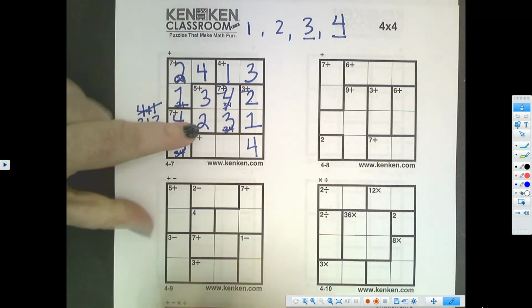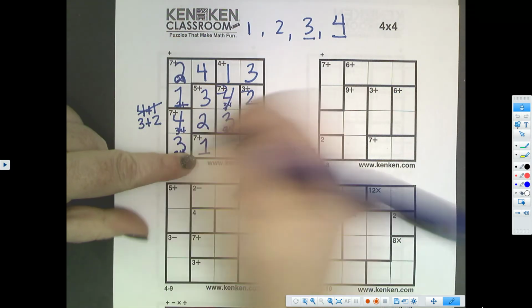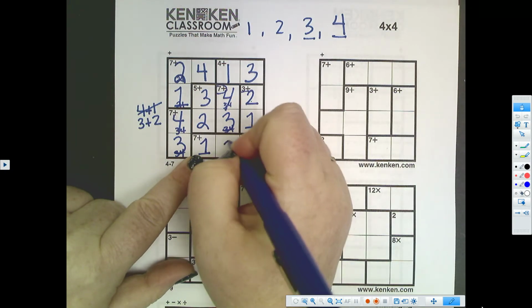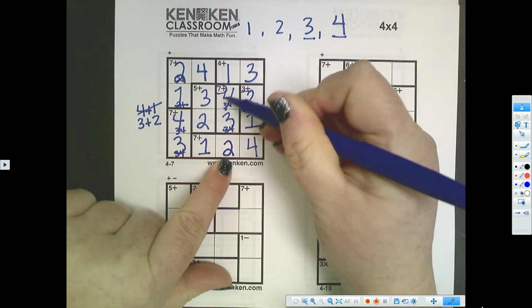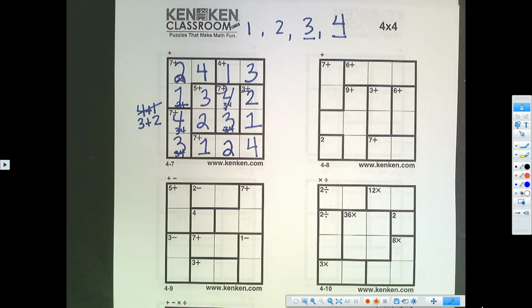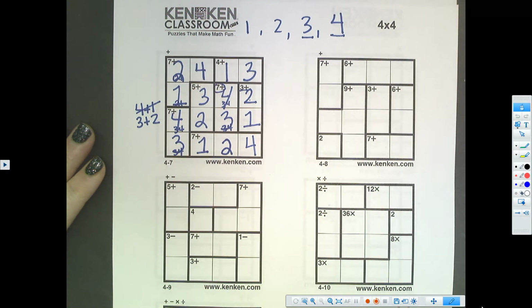4, 3, 2, I'm missing the number 1. 4 plus 1 is 5, and I'm trying to get to 7, so that means I should add a 2. And if we check 4, 3, 2, 1, I've got all the numbers. And that's how you do a just addition 4x4.